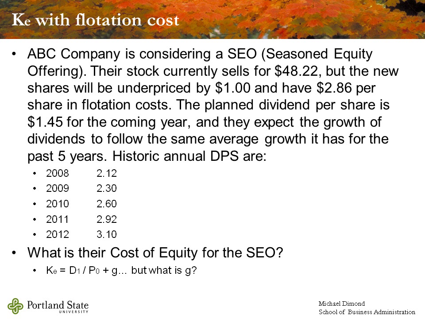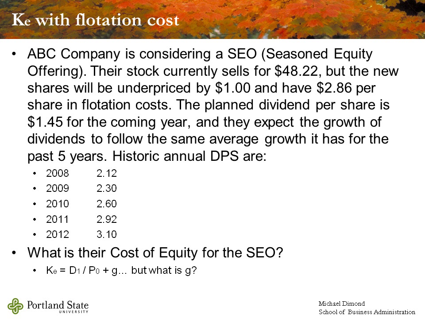ABC Company is considering a seasoned equity offering called an SEO. Their stock currently sells for $48.22, but new shares will be underpriced by $1 and have $2.86 per share in flotation costs. The planned dividend per share is $1.45 for the coming year, and they expect the growth of dividends to follow the same average growth it has for the past 5 years. Historic annual dividends are as shown. What is the cost of equity for this seasoned equity offering?